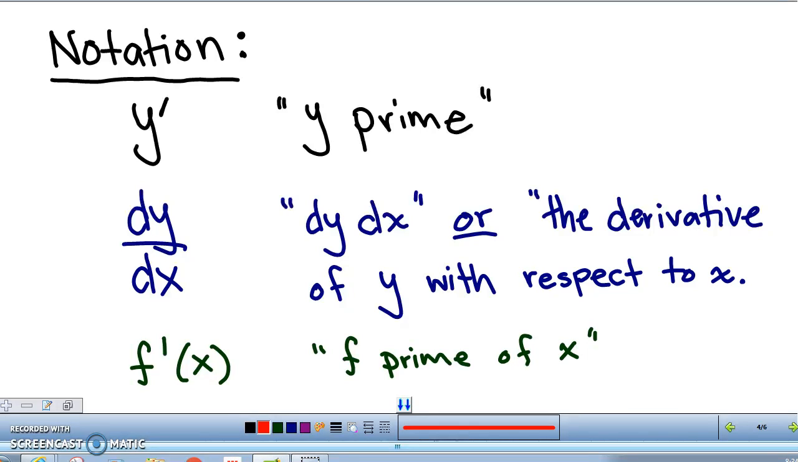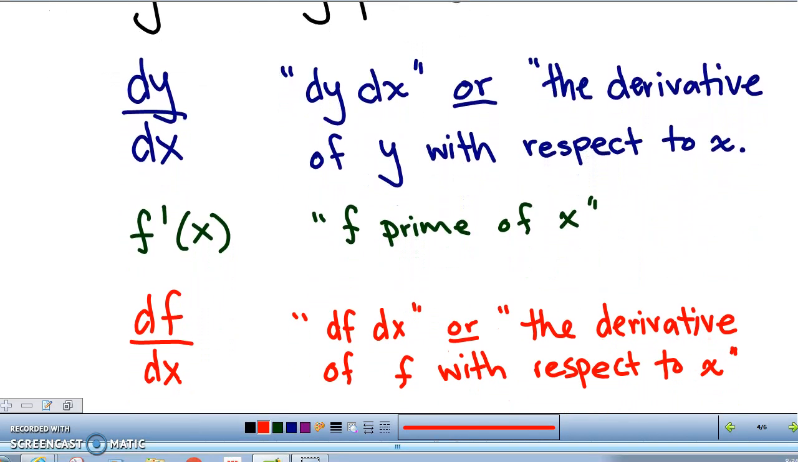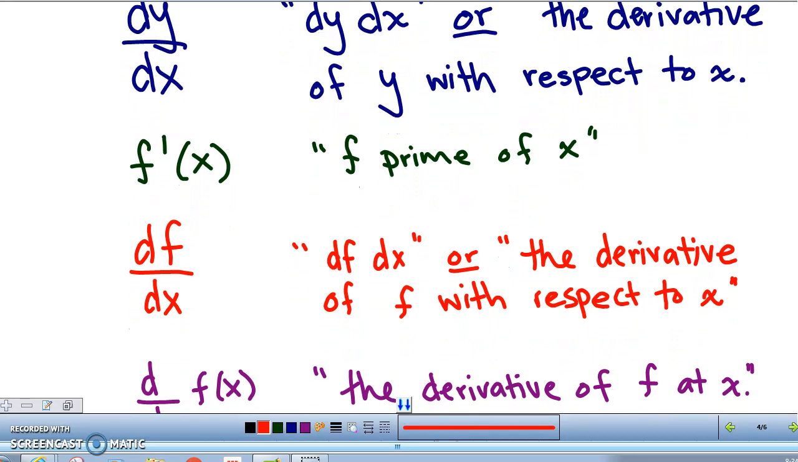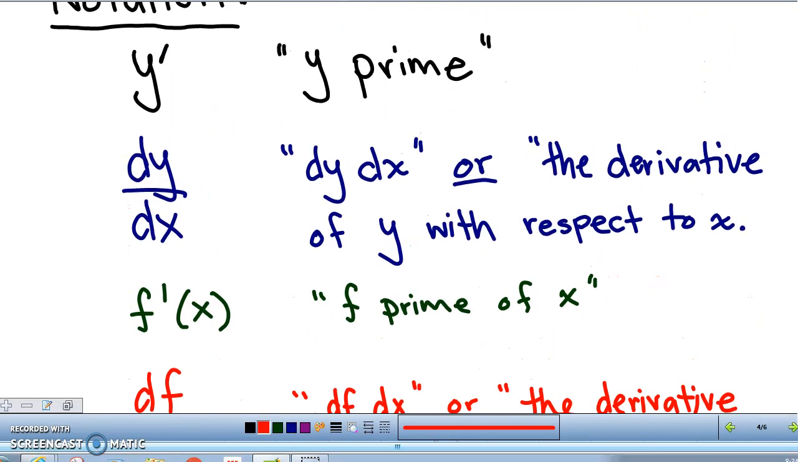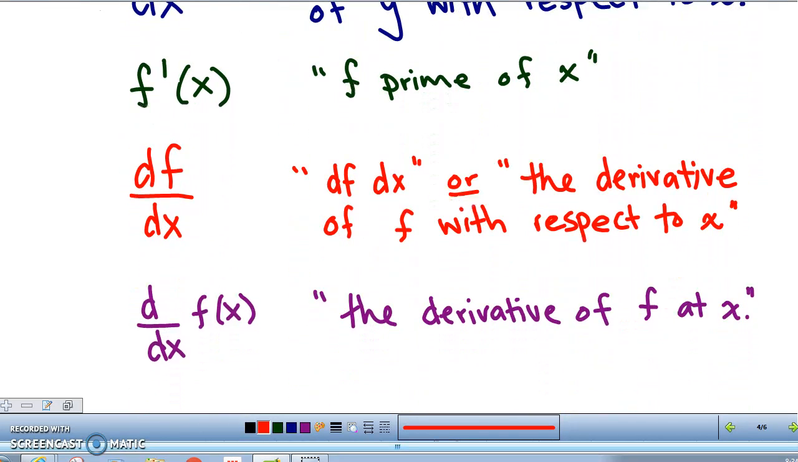Notation. You might see numerous notations for the derivative. So we have y prime, very basic, dy over dx, or the derivative of y with respect to x, f prime of x, df dx, or the derivative of f with respect to x, and the derivative of f at x. More commonly used are these three. That's why I put these three down first, but go ahead and copy them all down for your notes.